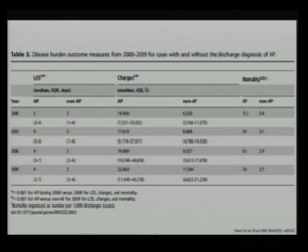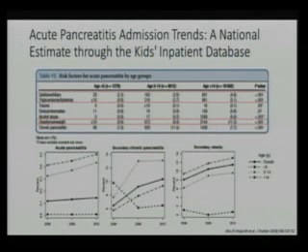When we look at the length of stay, it's pretty much unchanged, okay? In acute pancreatitis, they all stay about a week. It's getting a little bit more expensive to treat these patients, but interestingly enough, look at this. The mortality is actually decreasing. And this might be because we're a little bit more aware of pancreatitis in kids, and we're trying to be more aggressive in the way we manage them. So that might account for this, okay?